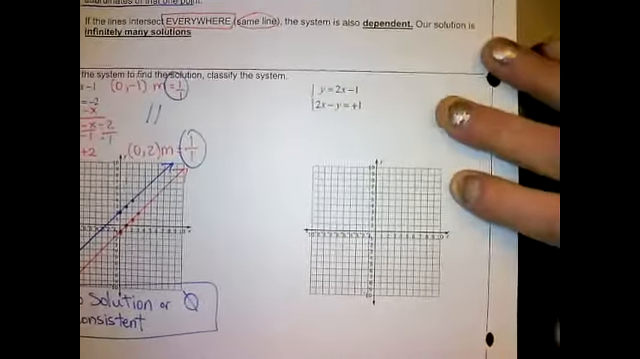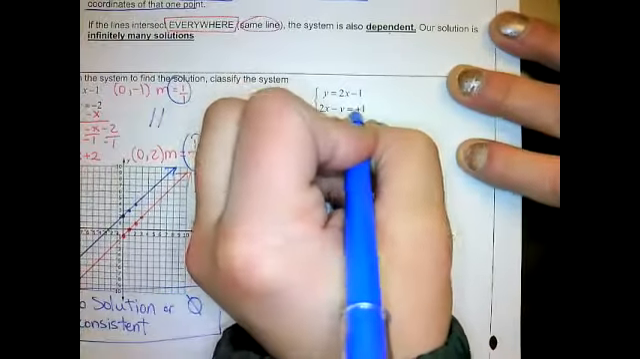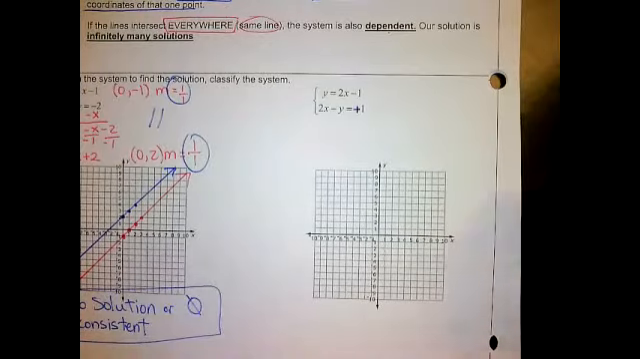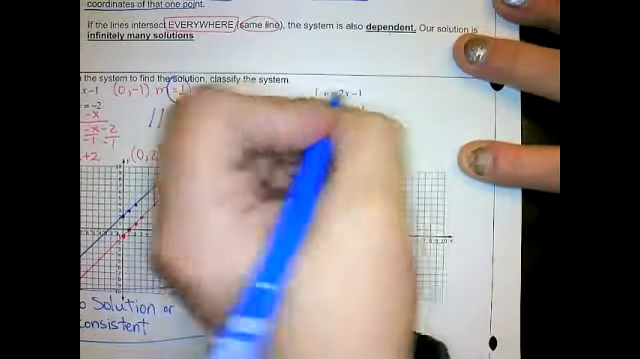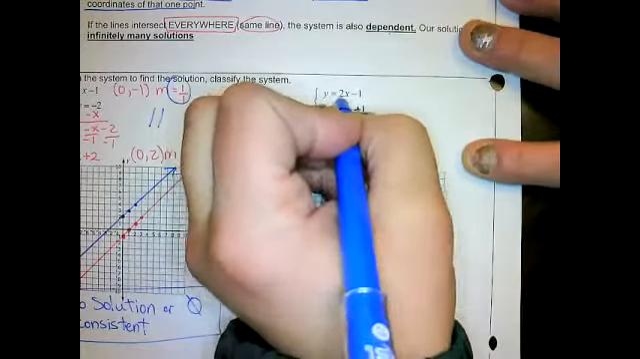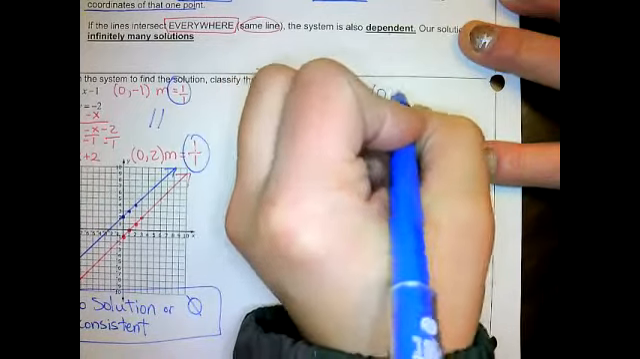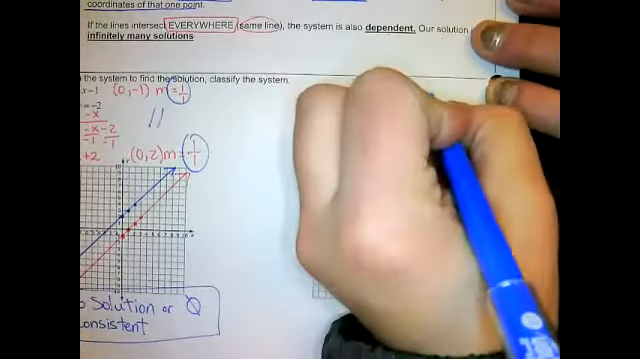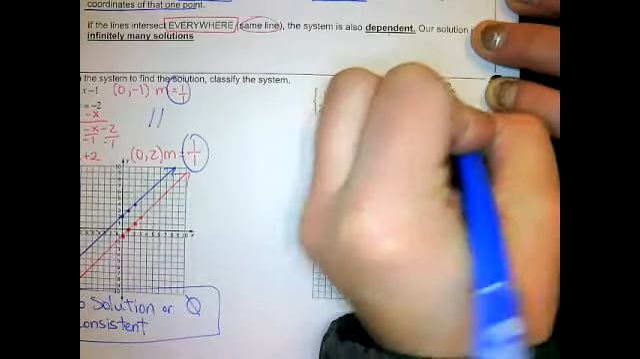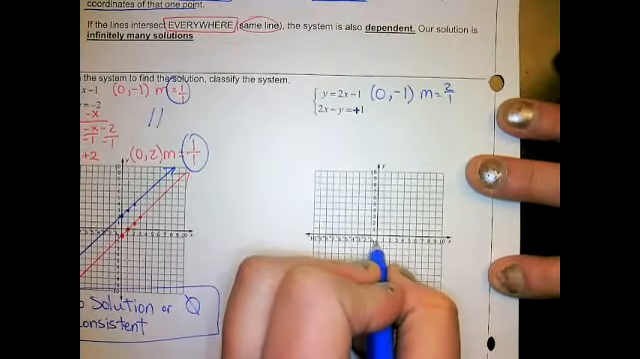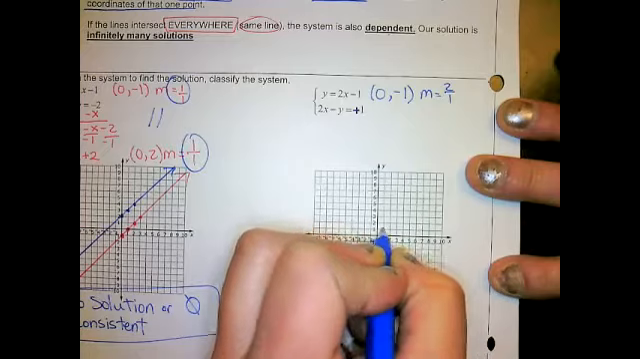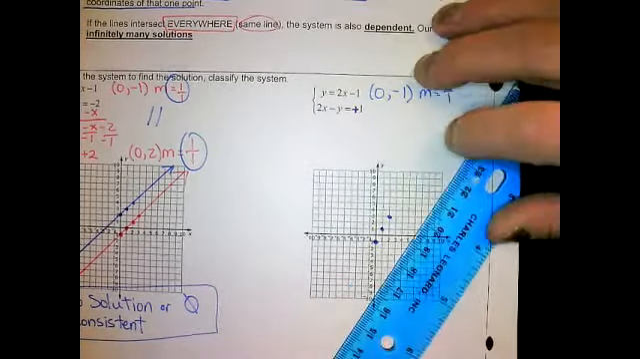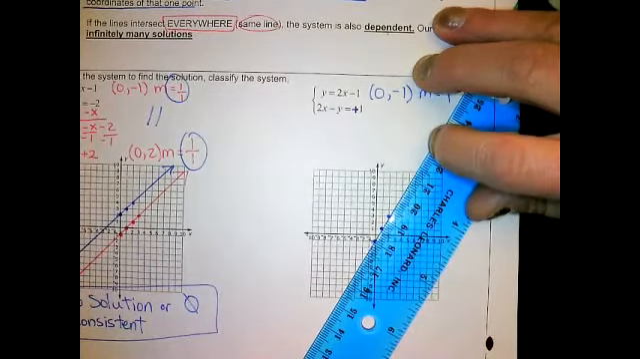Now let's go ahead and take a look at this next one. Remember I said that we're going to change this negative 1 to a positive 1. So now let's go ahead and graph these. So y equals 2x minus 1. It's already in slope-intercept form. So my intercept is 0, negative 1, and my slope is 2 over 1. So I'm going to plot the point 0, negative 1. From there, I'm going to go up 2 over 1, up 2 over 1, and then connect these points.